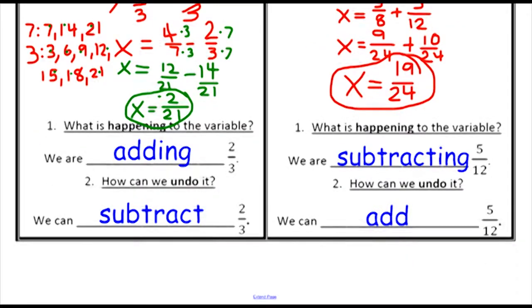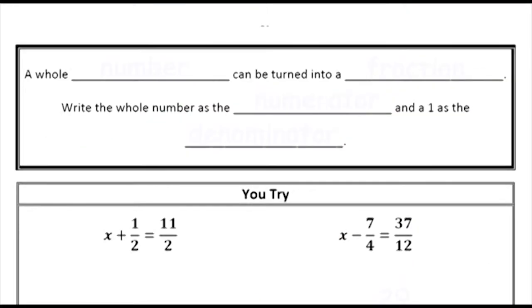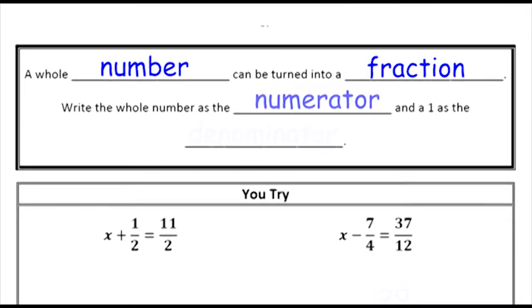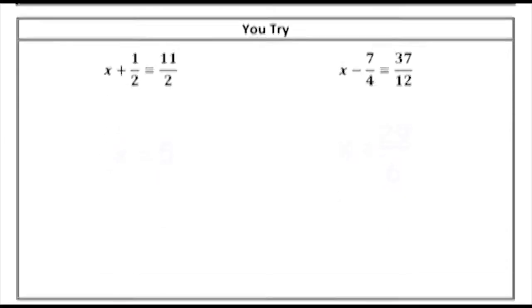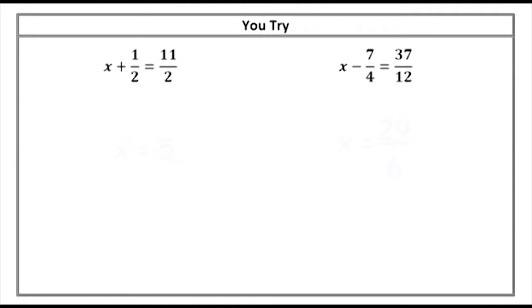On the next page, we're going to do a little reminder. If you have a whole number like 4 or 5, a whole number can be turned into a fraction. Write the whole number as the numerator and a 1 as the denominator. It's hard to add a whole number and a fraction together unless they're both fractions. On your own, try these two problems, pause the video, show your work for credit, and come back when you're done.